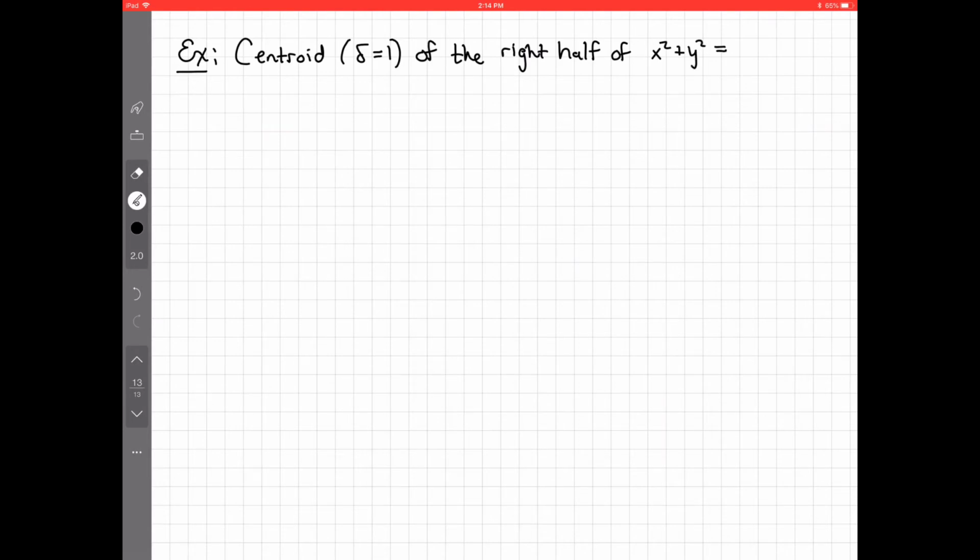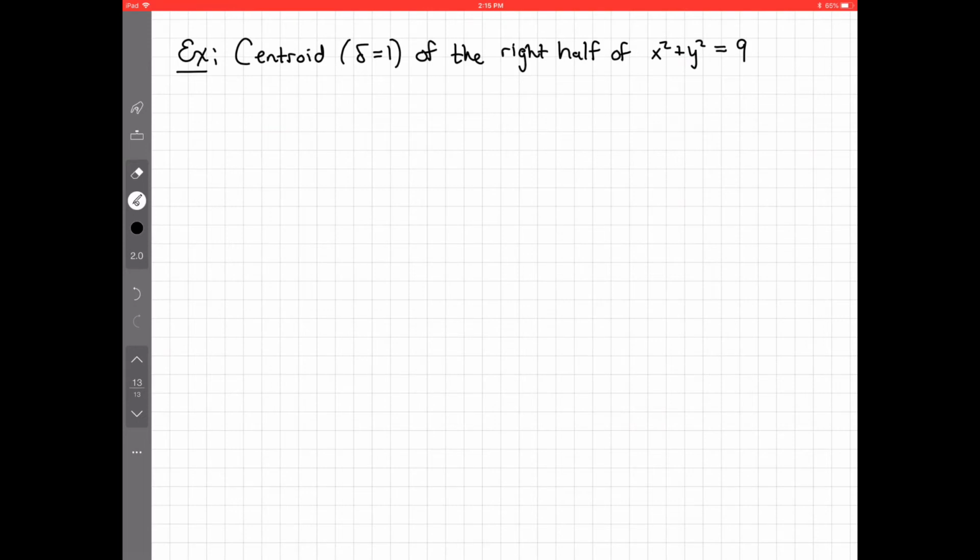All right, let me give you two more examples. These are ones where we take advantage of some sort of symmetry. So first of all, let's find the centroid. Again, this means you're dealing with constant density. Let's do the right half of a circle. Let's do the circle centered at the origin of radius, I'll make it radius 3. Okay, so the right half of this circle.